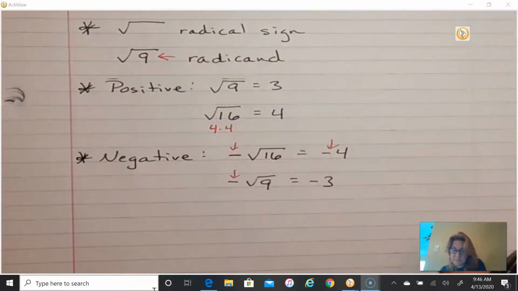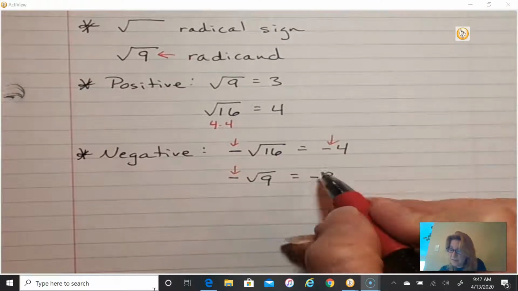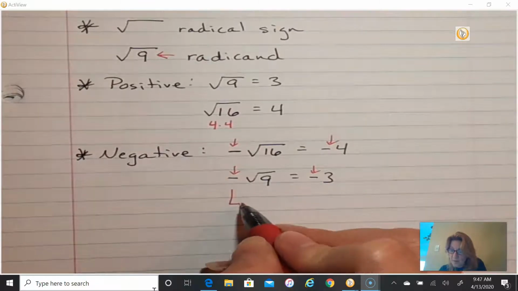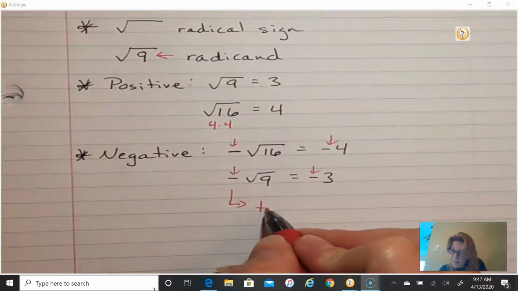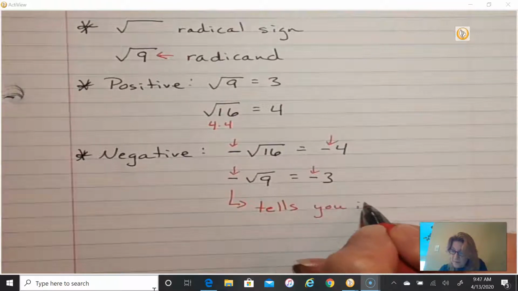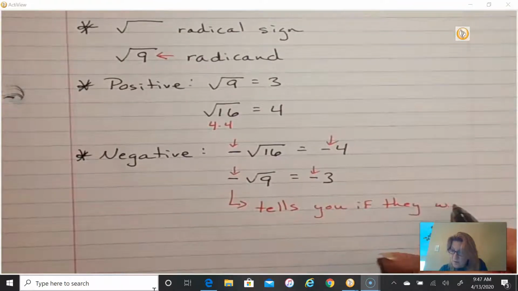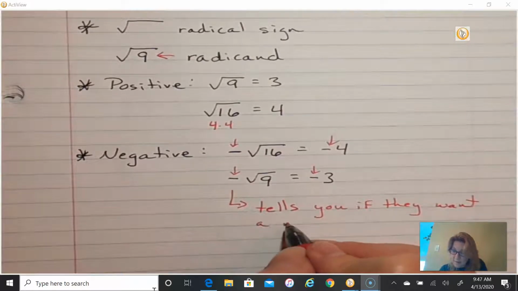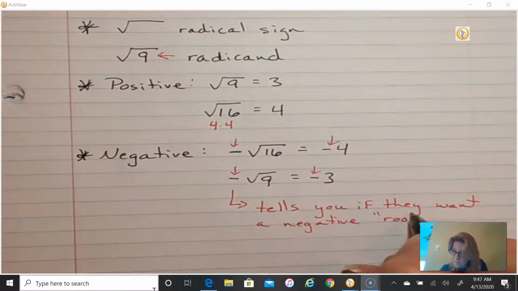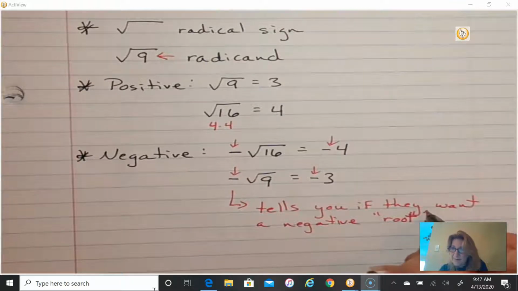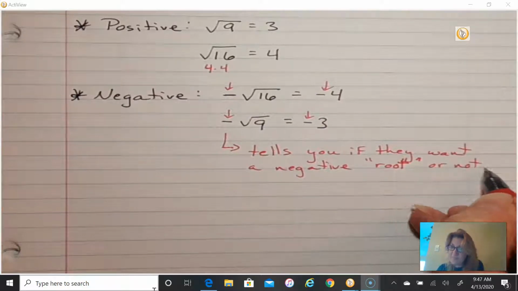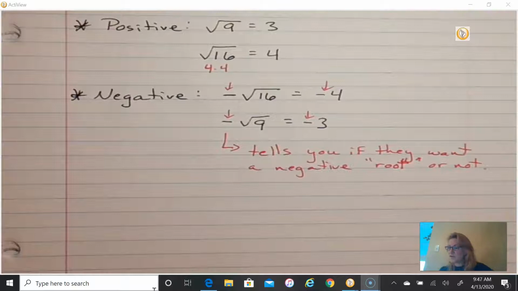-3. See? Right? Okay. So that negative right there, I don't know what that means, tells you if they want a negative root or not. Okay? And we're going to talk about that.